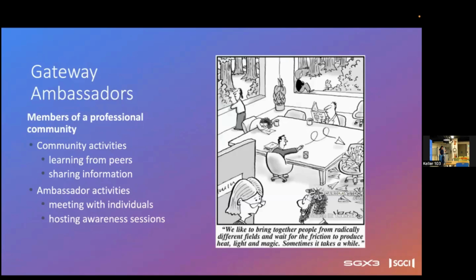We have a group of gateway ambassadors, and it's really about learning from peers and sharing information. And I like that the gateway ambassador group are from very different fields, from humanities to social sciences to biologists to technicians and research software engineers. And I like this little graphic about it: we like to bring together people from radically different fields and wait for the friction to produce heat, light, and magic. Sometimes it takes a while.